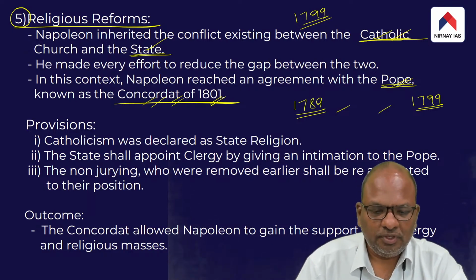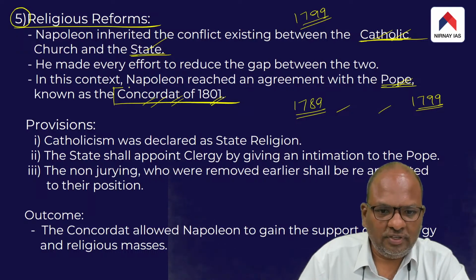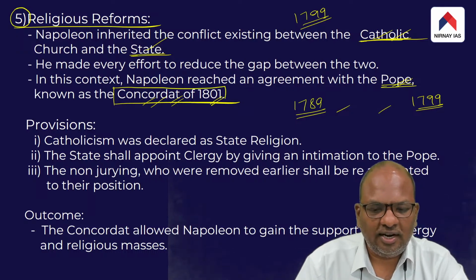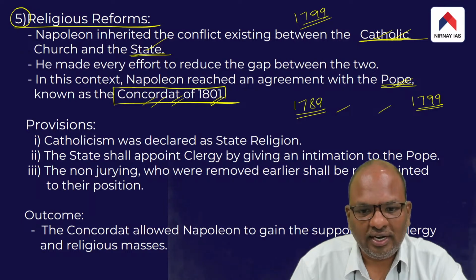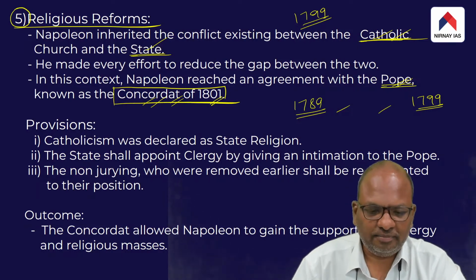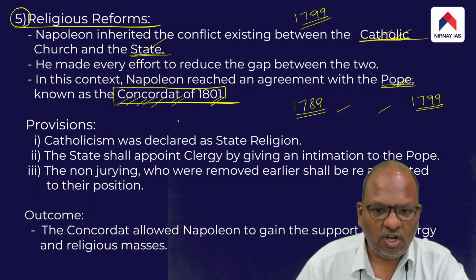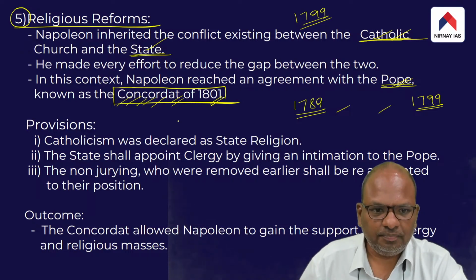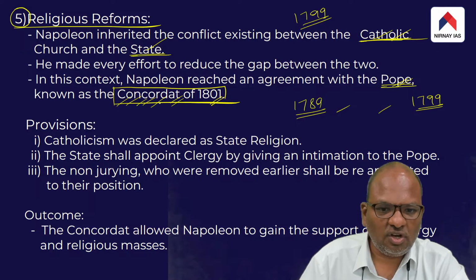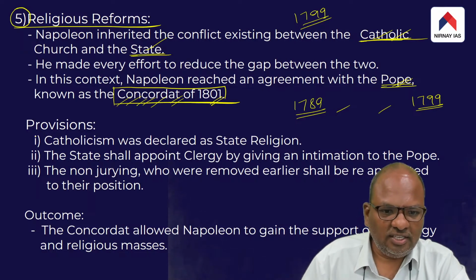So this was another of his enduring contributions, another enduring legacy of the rule of Napoleon. That is the Concordat of 1801 AD. So, take a look at the provisions of this Concordat reached in 1801.